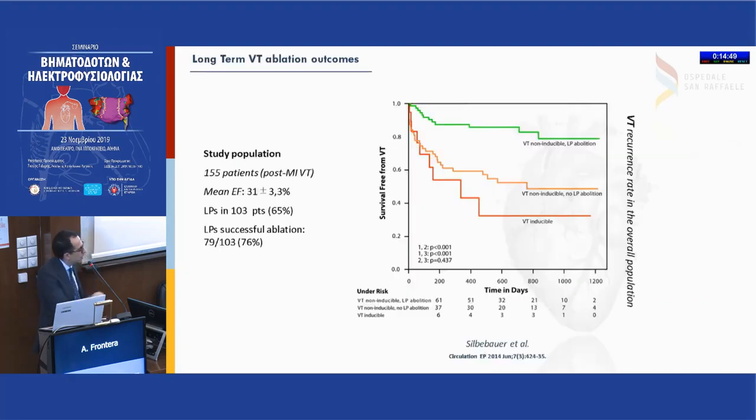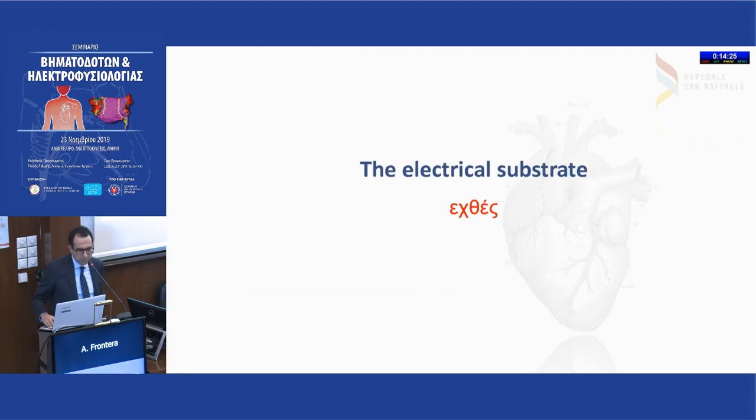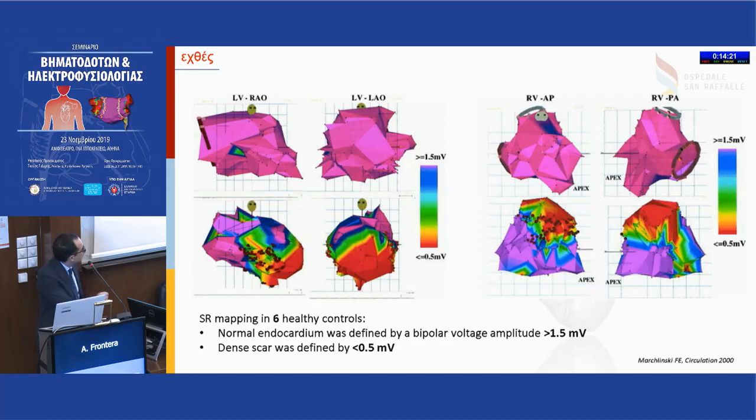And the reason is because, as you see from this Kaplan-Meier curve, the patients that at the end of the procedure are non-inducible, and in addition you abolish every late potential, do much better when compared to patients where VT is not inducible, but you did not chase every late potential. And this is a paper from our group published in Circulation 2014. The electrical substrate yesterday was characterized by these spiky geometries you see, which were made by the ablation catheter.